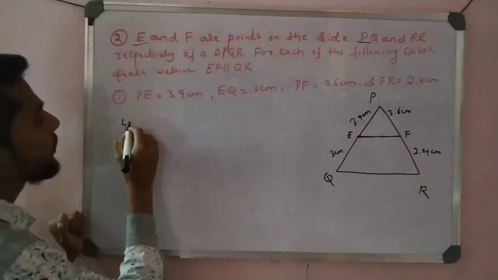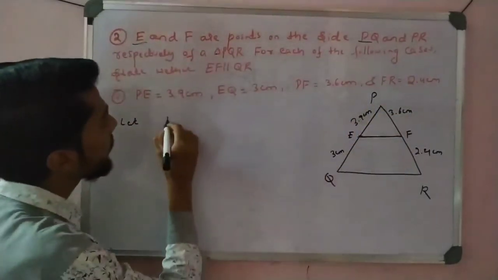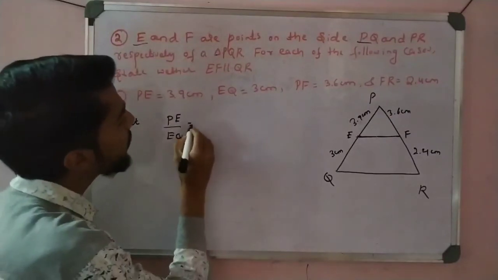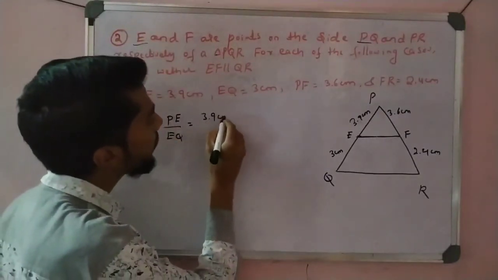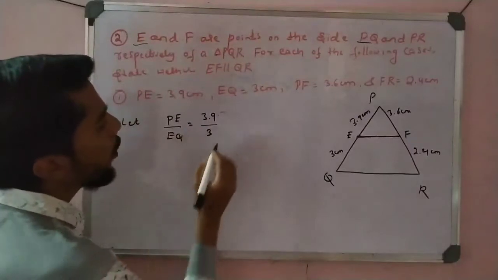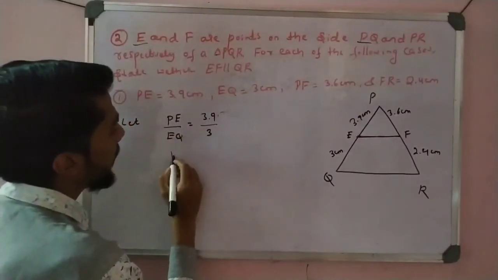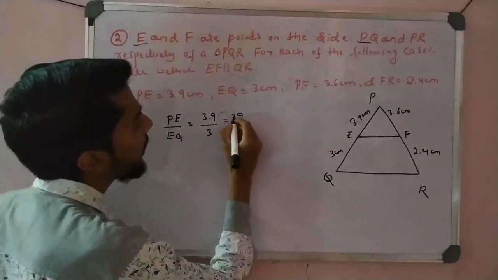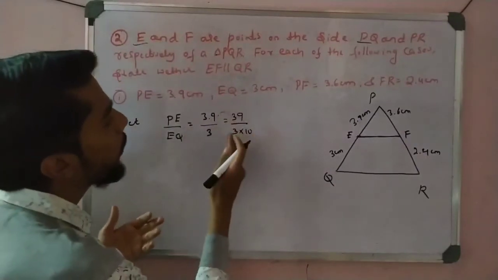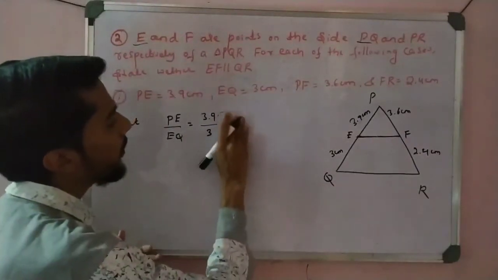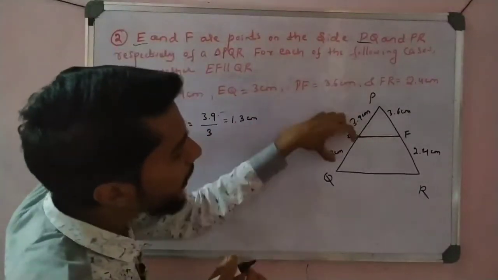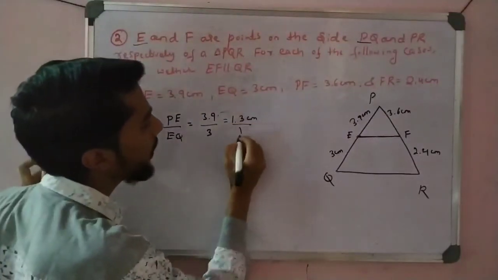So first I find PE divided by EQ. How much is it? PE is 3.9 centimeter. I do not need to write centimeter. Divided by 3 centimeter. So cancel. I can take 39 by 10 as a decimal, or directly you can solve. How much is it? It is 1.3 by 1. 3 ones are 3, 3 threes are 9. So 1.3. So the ratio between PE and EQ is 1.3 divided by 1. That ratio I can take.